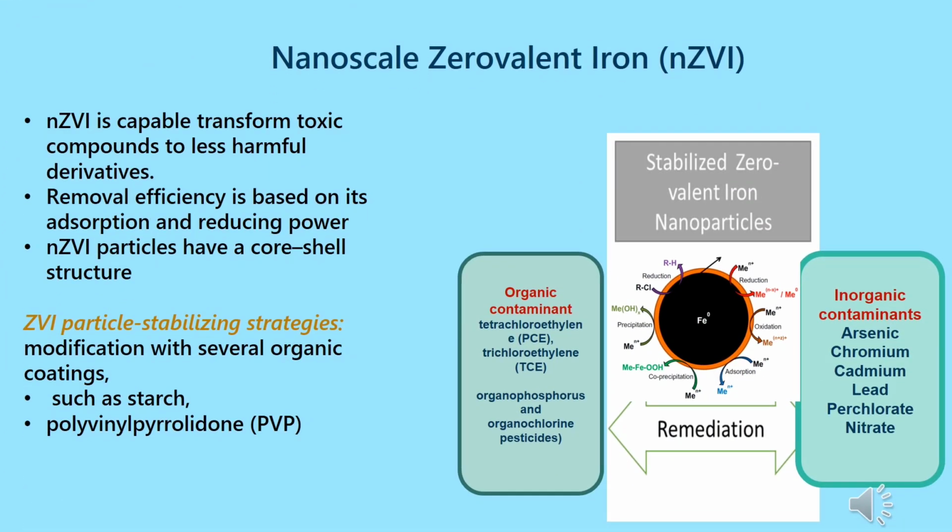Next are NZVIs, that is, nanoscale zero-valent iron. They have a core-shell structure that enables them to behave as an electron source and a site for complexation. Their removal efficiency is based on adsorption and reducing power, and they are involved in the removal of organic and inorganic contaminants from the soil. NZVIs have been modified with several coatings such as PVP, that is polyvinyl pyrrolidone, as well as starch. The benefit of this is that they have fast kinetics and better removal properties than simple NZVIs.